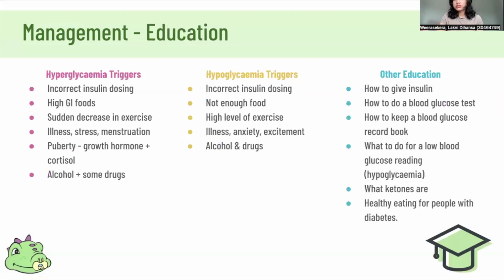Okay, and whether it's in your OSCEs or your exams or in person, it's really important that when a patient receives a diagnosis of type 1 diabetes, that you give adequate education both to the patient, depending on how old they are, and also their parents. So things to really highlight are triggers of hyperglycemia, so incorrect insulin dosing. Give them a list of high GI foods, explain that a sudden decrease in exercise, illness, stress, menstruation can cause high blood sugars, also things like puberty, and alcohol and some drugs.